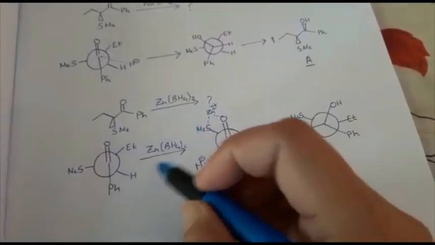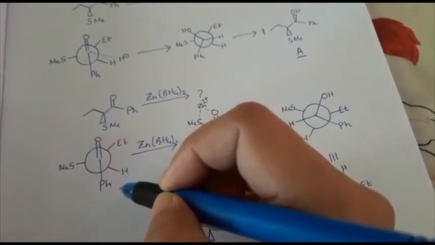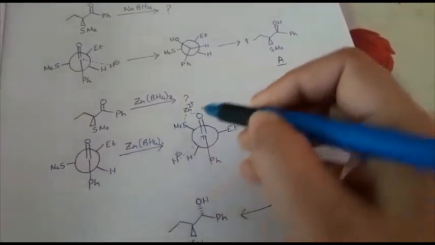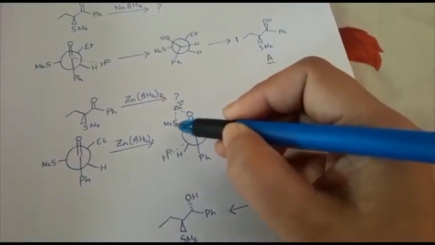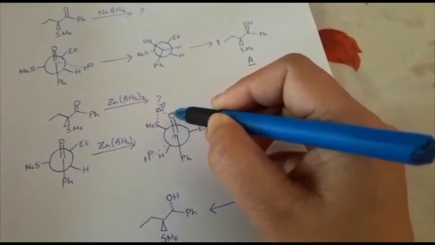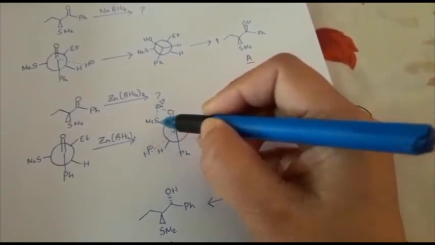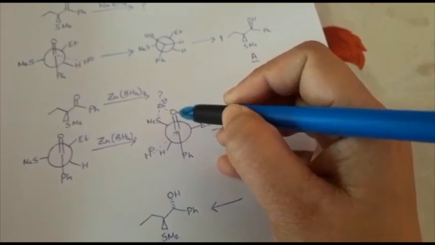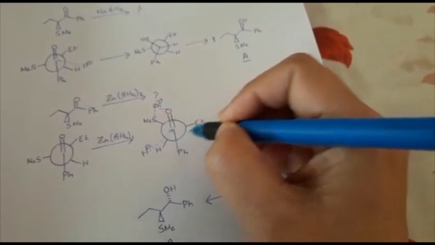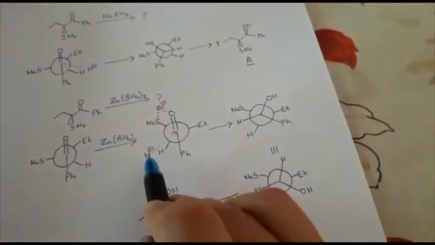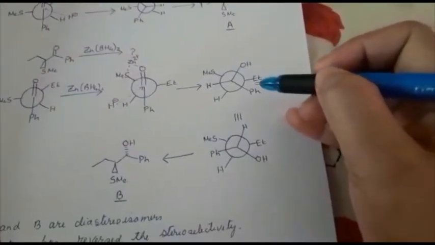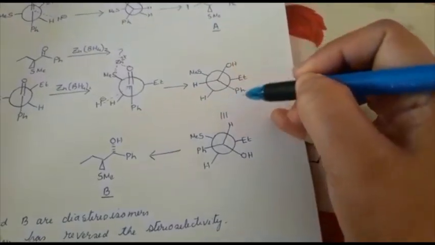Now, in case of zinc borohydride, the representation in the Felkin model is the same, but here, since zinc is present, the zinc 2+ ion will bring both oxygen and S-methyl group near to each other, so that the lone pair of sulfur and lone pair of oxygen can coordinate with zinc 2+. This is chelation. Since S-methyl is going there, therefore this hydrogen will go there and ethyl will come here, and this time the hydride from borohydride will approach from this side and we will get this particular conformation of the molecule.